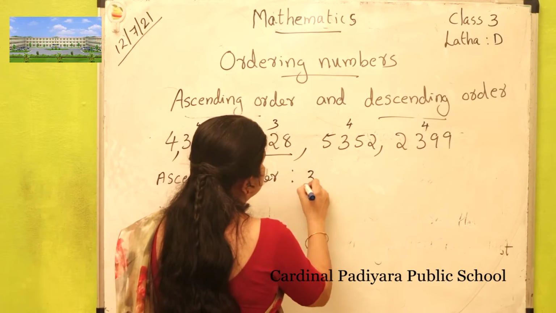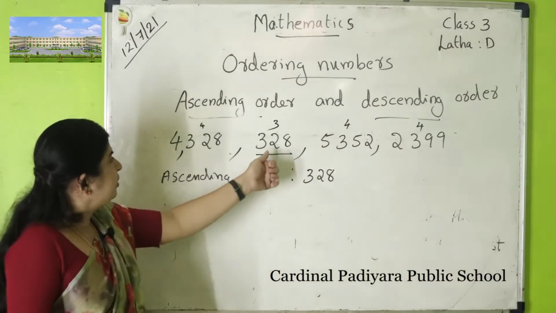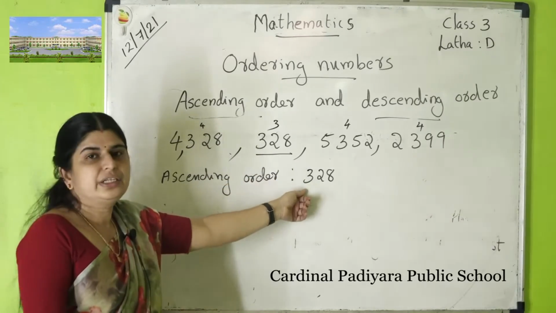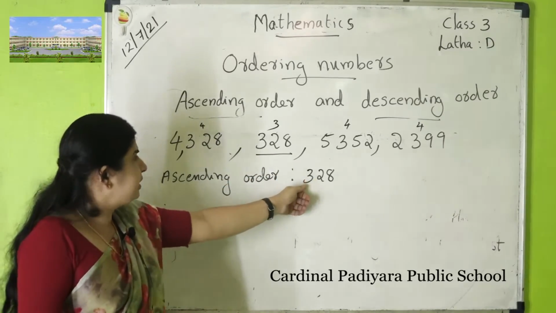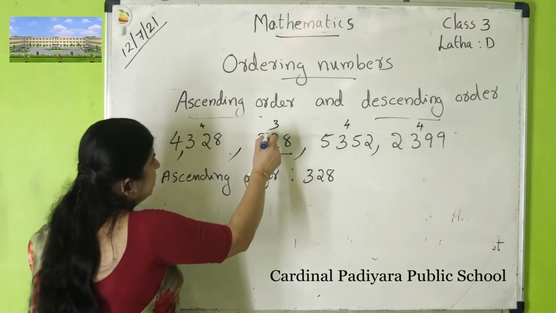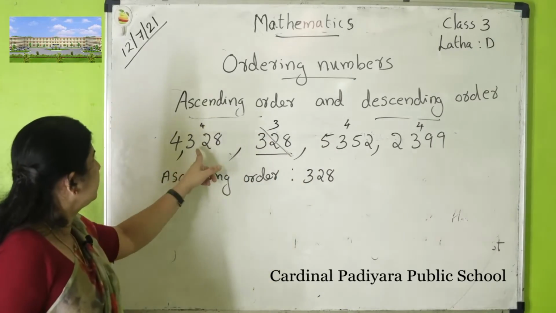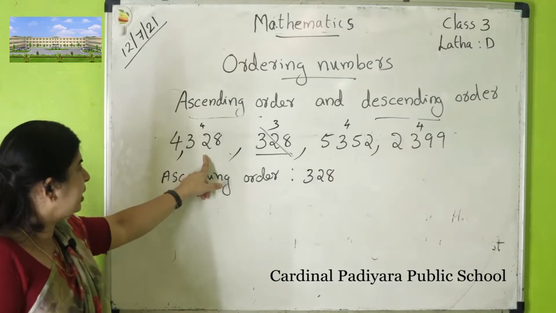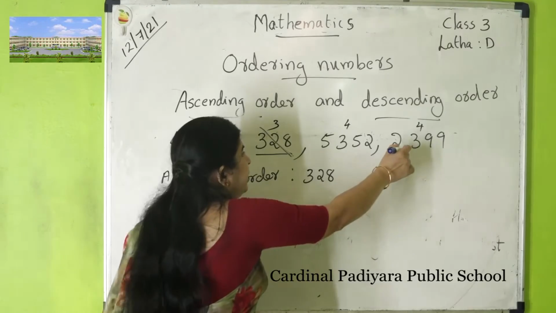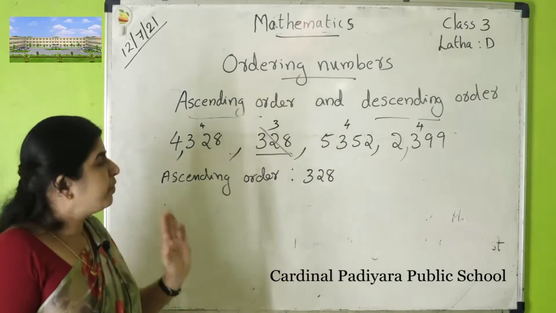First we write 328. This number has only 3 digits. Therefore this is the smallest number, 328. Then we cross out this number. Next we compare these numbers: 4,328, 5,352 and 2,399. These numbers have 4 digits.